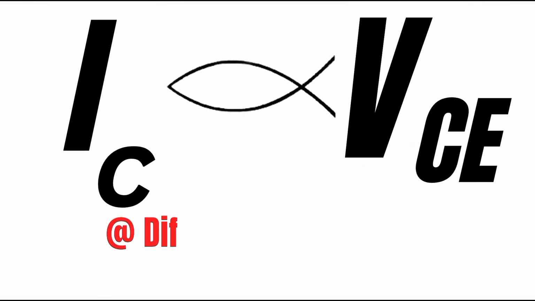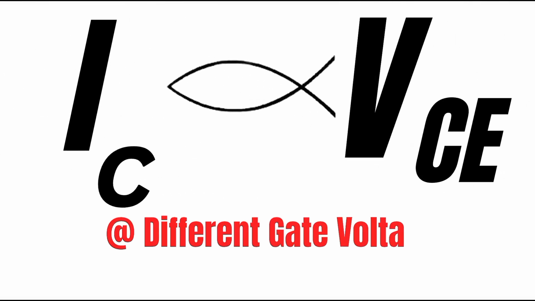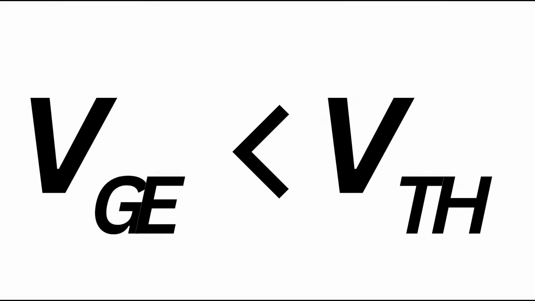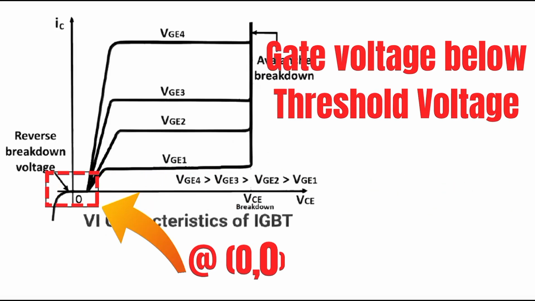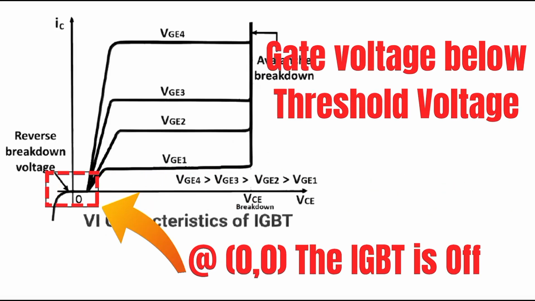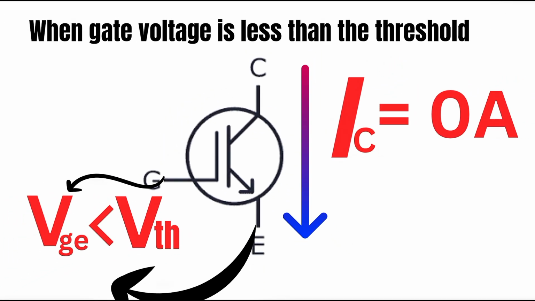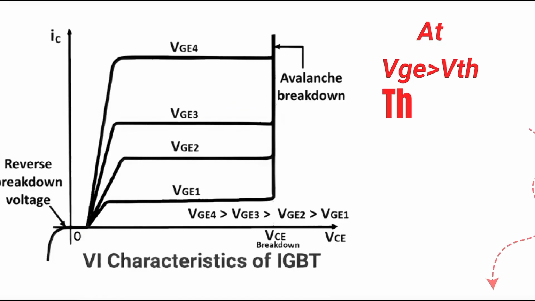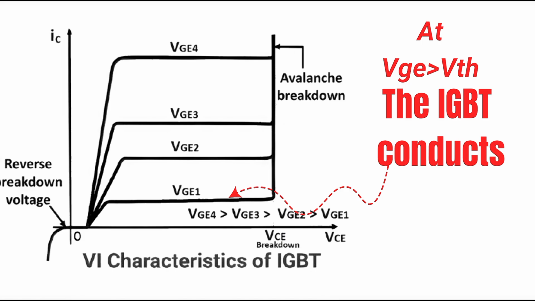That is, how the collector current varies with collector to emitter voltage for different gate voltages. When the gate emitter voltage, or VGE, is below the threshold, typically between 4 to 6 volts, the IGBT remains off. There's practically no current flowing through the collector, only a tiny leakage. But as VGE rises above that threshold, the IGBT starts conducting.